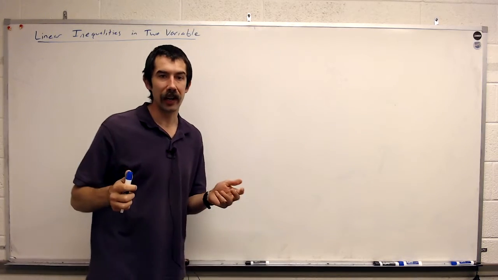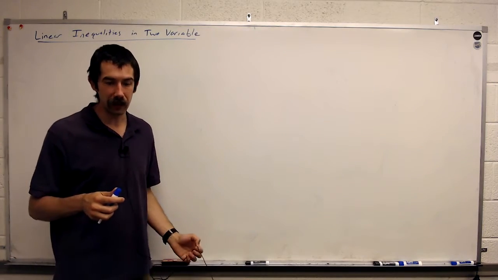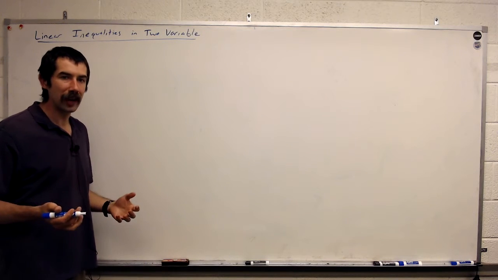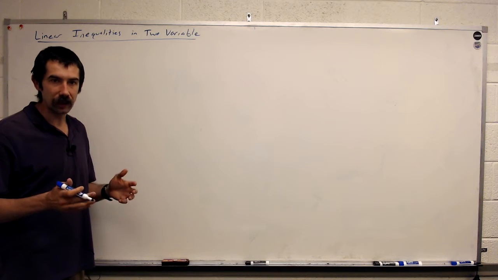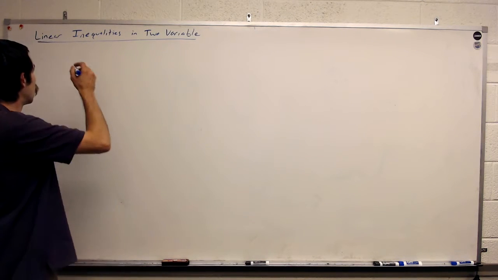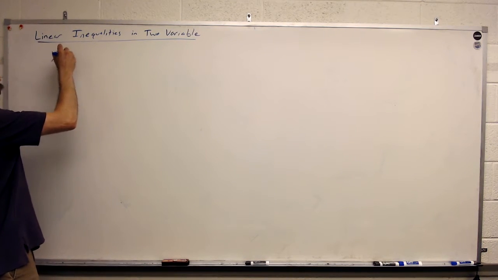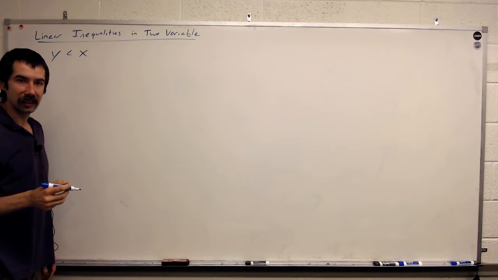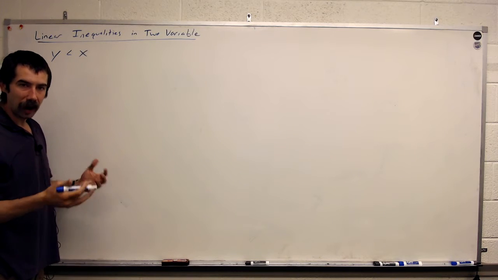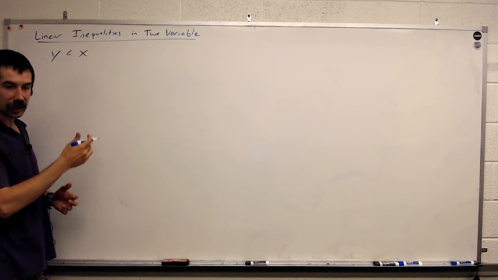Today we're going to talk about linear inequalities in two variables. Our goal for today is to really talk about a system of linear inequalities. But before we get to that, we should start with just graphing a single linear inequality in two variables. So let's take a look at maybe the most basic example, y is less than x. We want to basically graph this inequality.